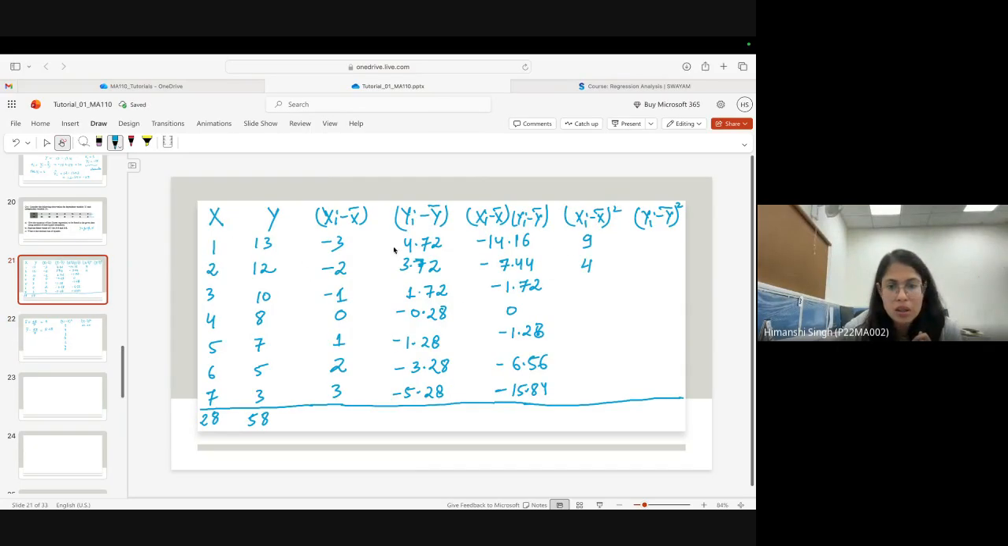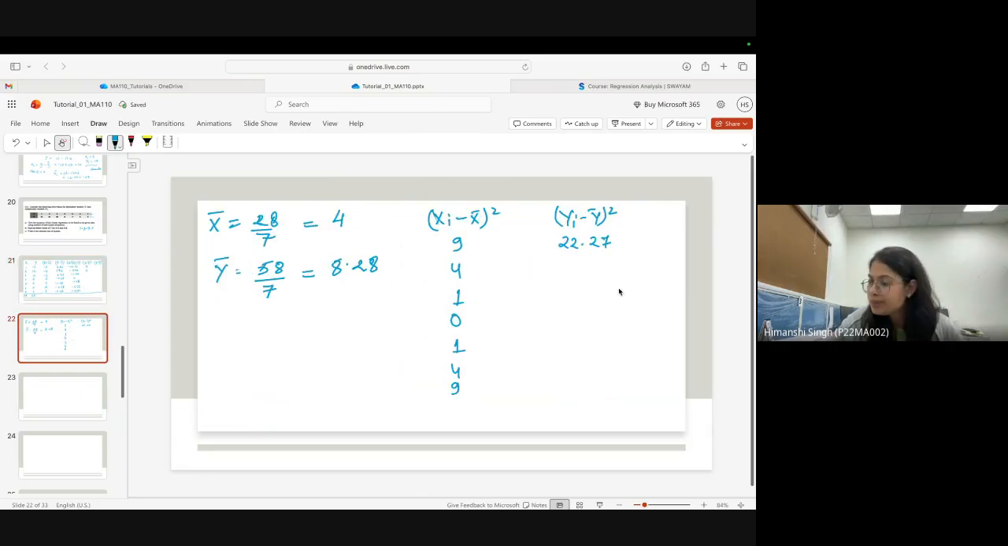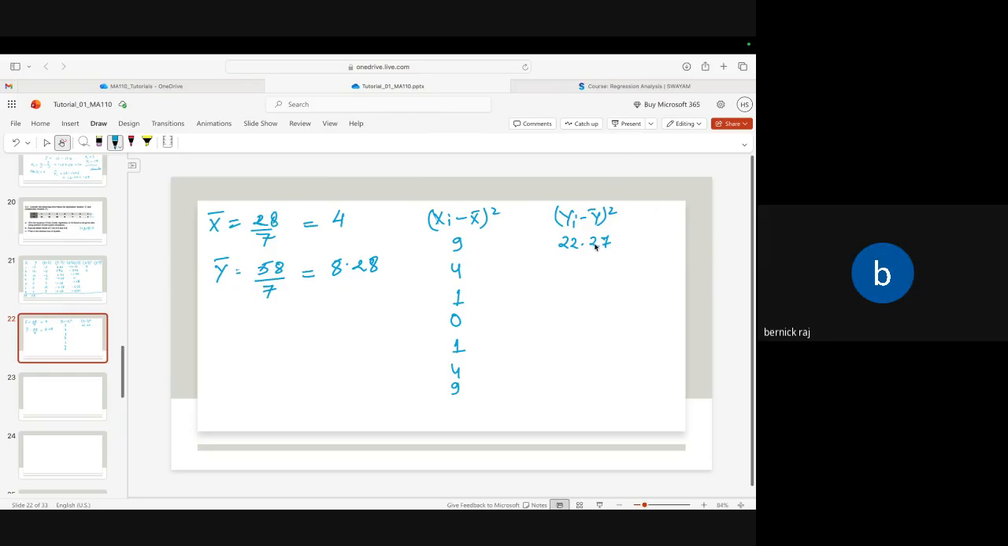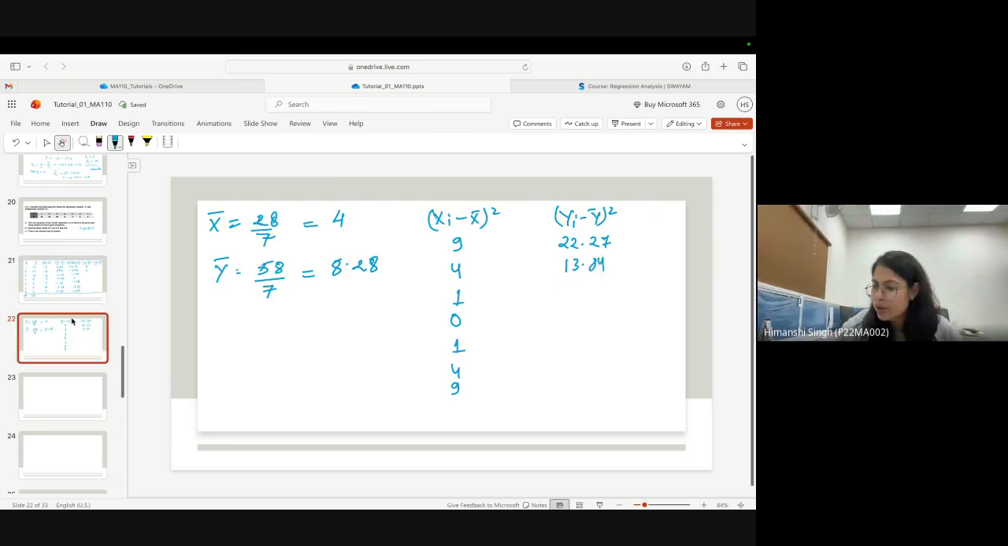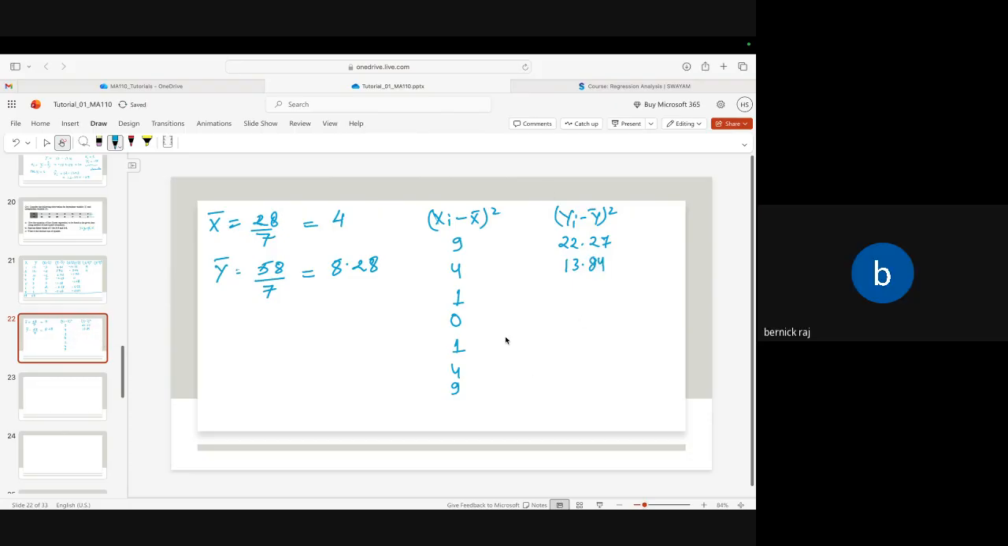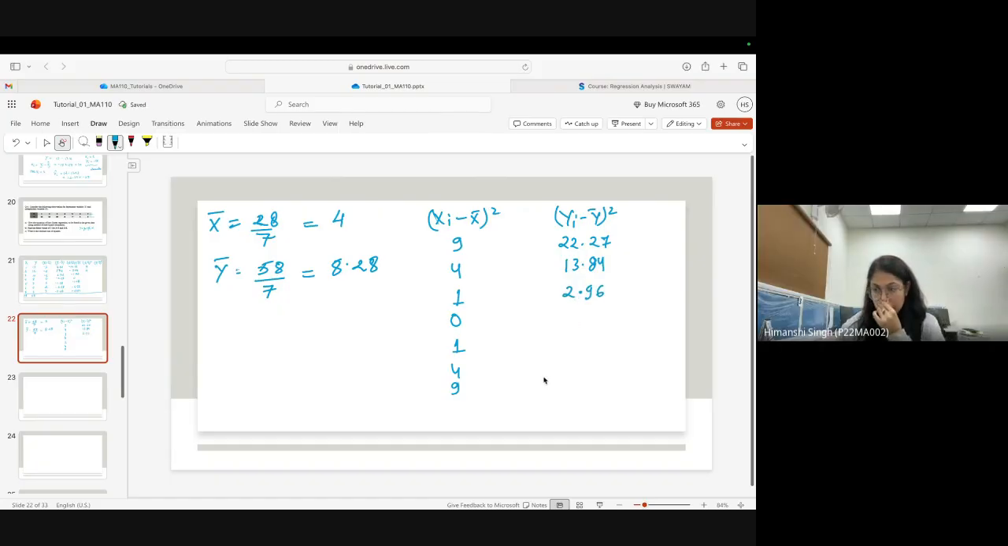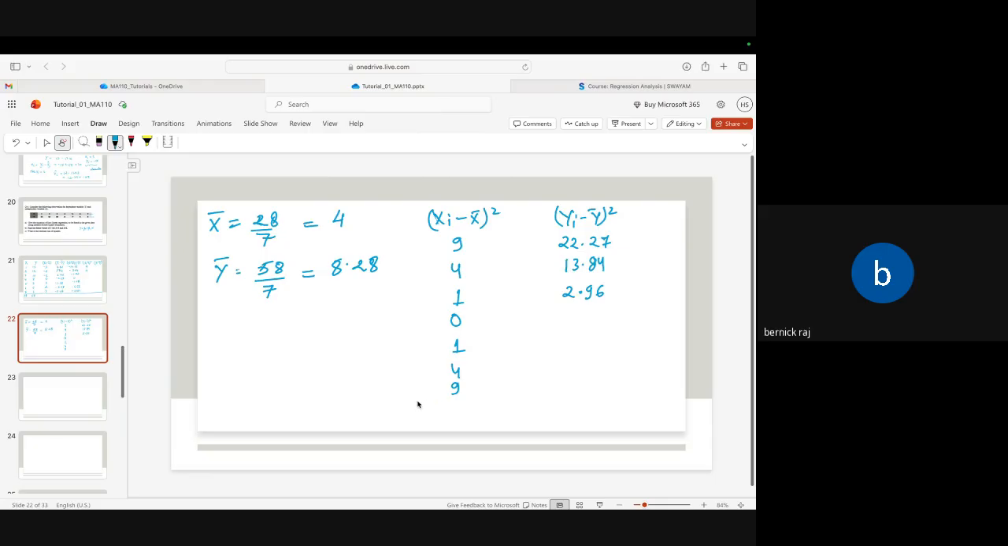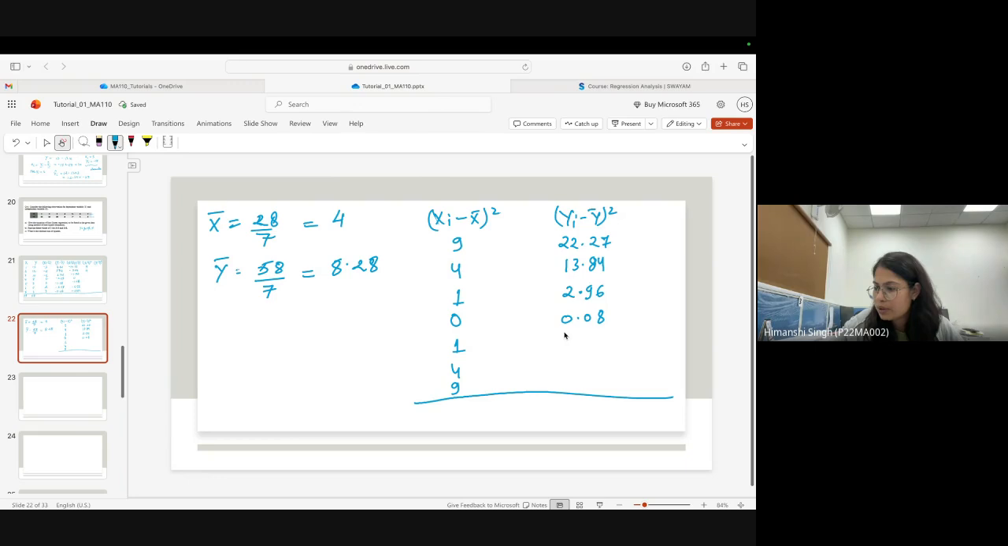So the next one is 3.72 whole square, 13.84. Yes. Next one is 1.72 whole square, 2.96. Next one is 0.28 whole square, 0.08. One more decimal, 0.08.